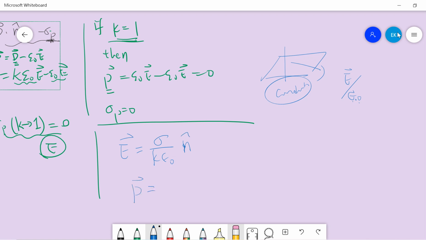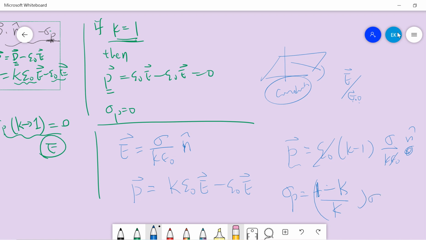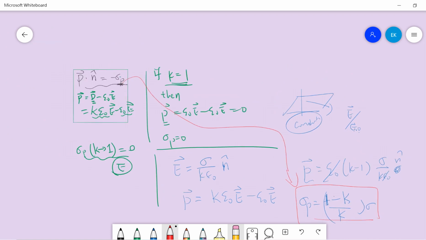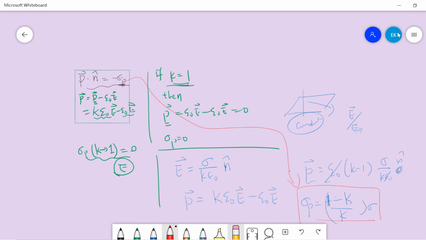Then your P is K epsilon E minus epsilon E. So basically your P is epsilon (K minus 1) times sigma over K epsilon, times N. So sigma p is just minus P dot N. So N cancels, and what you have is minus (K minus 1) over K times sigma. So basically we use this formula. This is the complete proof.